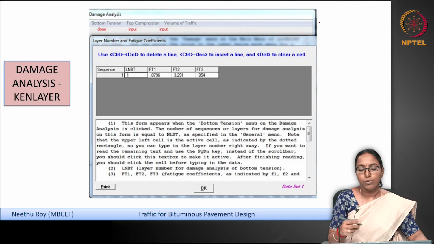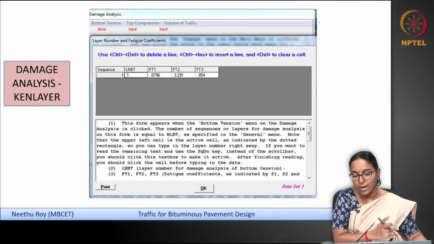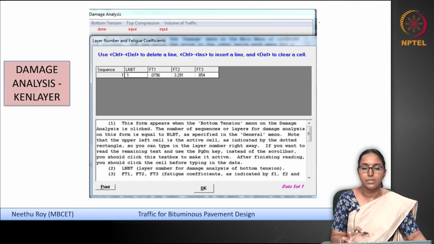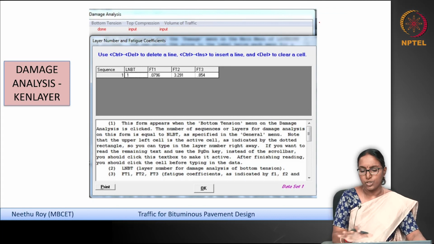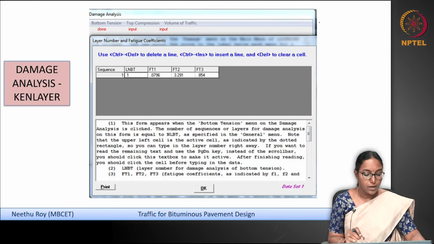So you do not have to check the charts to find these values. You can use KENLAYER software, which is already discussed in this course. So you can use KENLAYER to do this damage analysis. I have just shown some screenshots of using KENLAYER.